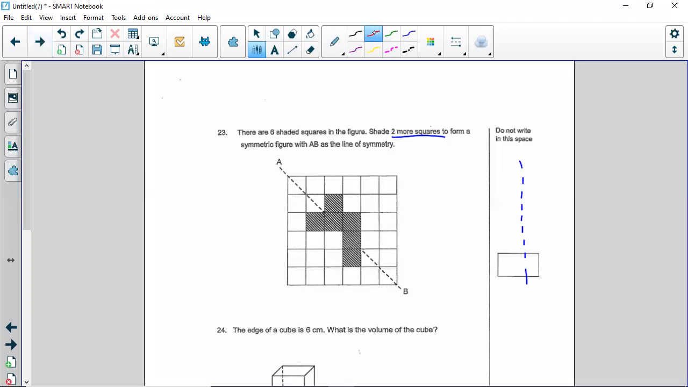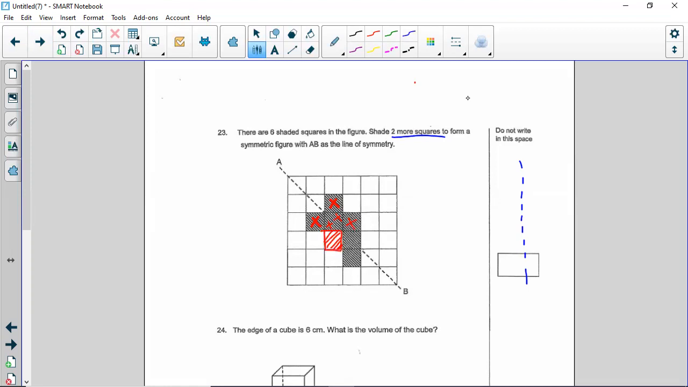Okay, if you look carefully, there is a square here. There's also a shaded square there. Okay, and then go down some more. There is half a square and there's also half a square. And then go down some more. There is a shaded square, but the other side doesn't have. So you will need to color the other side.